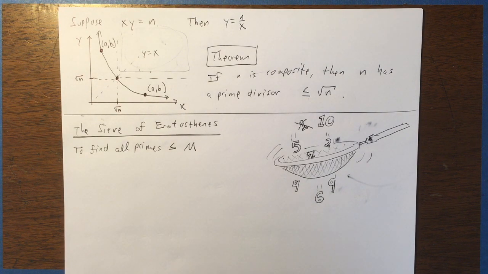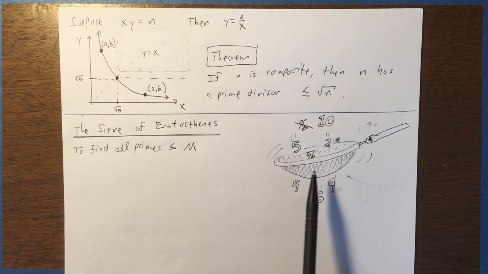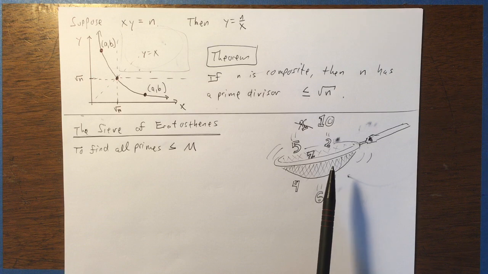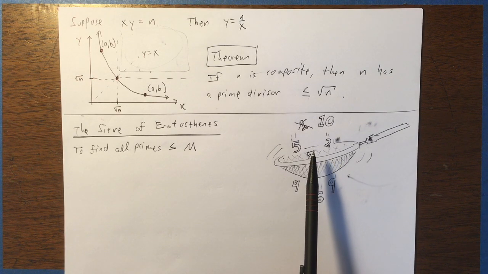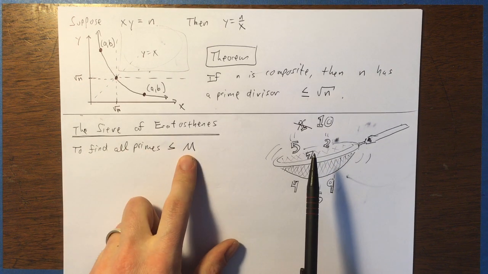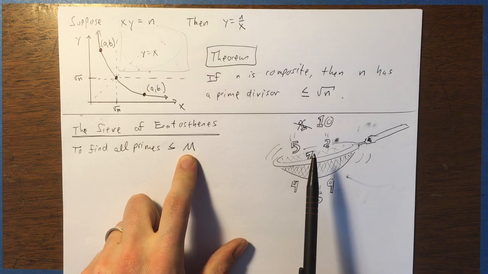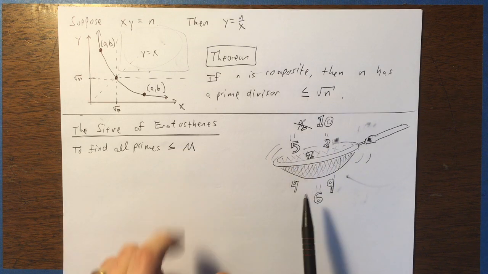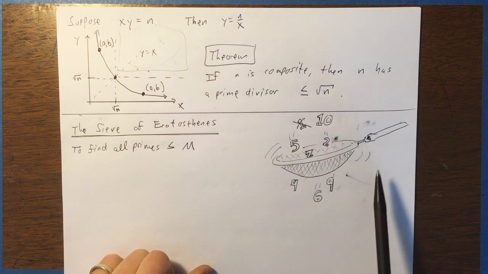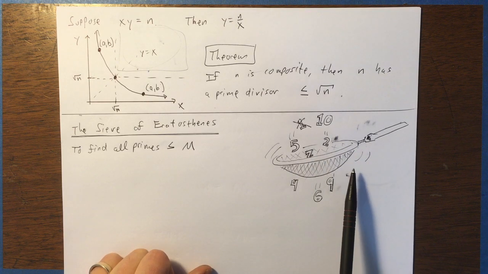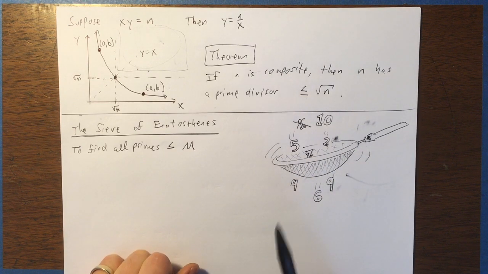This is the Sieve of Eratosthenes, and it is a process. It's called a sieve because it filters things out. You throw a bunch of numbers into it, all the numbers up to some maximum number, which I'm going to call capital M. You throw all the numbers in there, and then the composite numbers filter through, and all you get left inside the sieve are just the prime numbers.